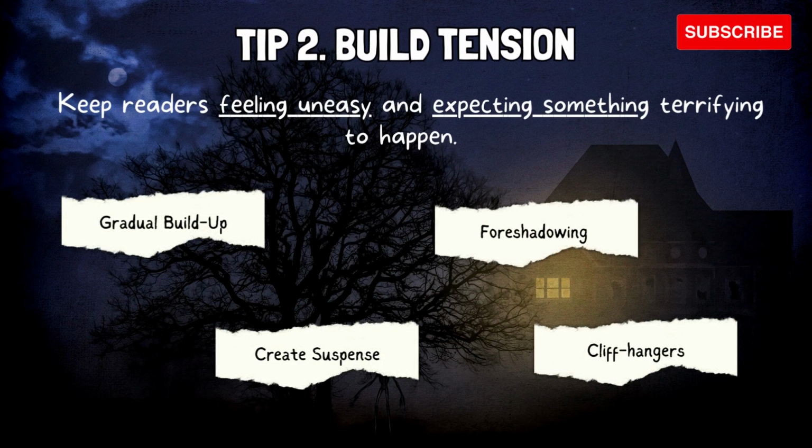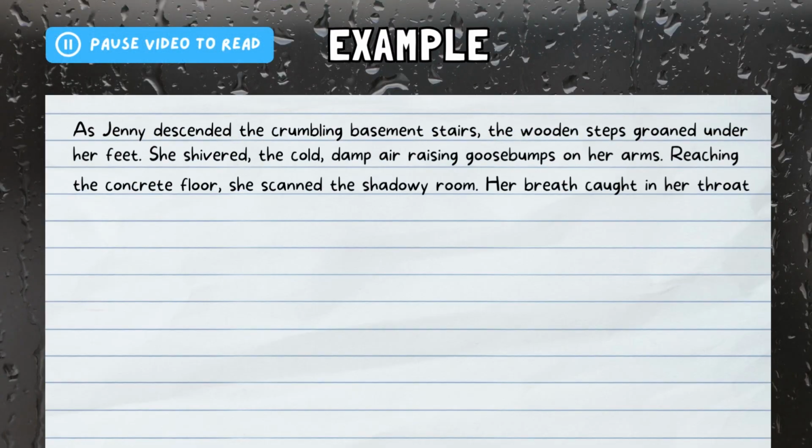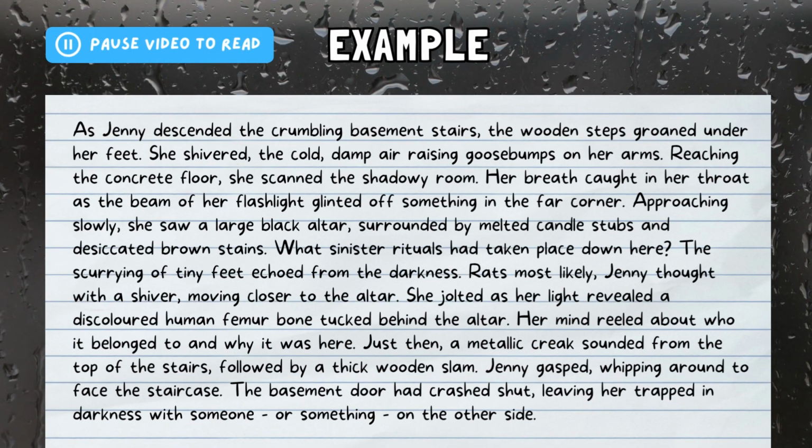Tip 2. Build tension. Gradually increase suspense throughout the story using foreshadowing and cliffhangers. Foreshadowing is a writing technique that suggests future events or developments in a story, creating a sense of anticipation and tension for the reader. A cliffhanger leaves a story or chapter at a critical or suspenseful moment, enticing the reader to continue in order to find out what happens next. Take a look at this example where the reader is left hanging on the edge of fear, eager to turn the page and discover what happens next.